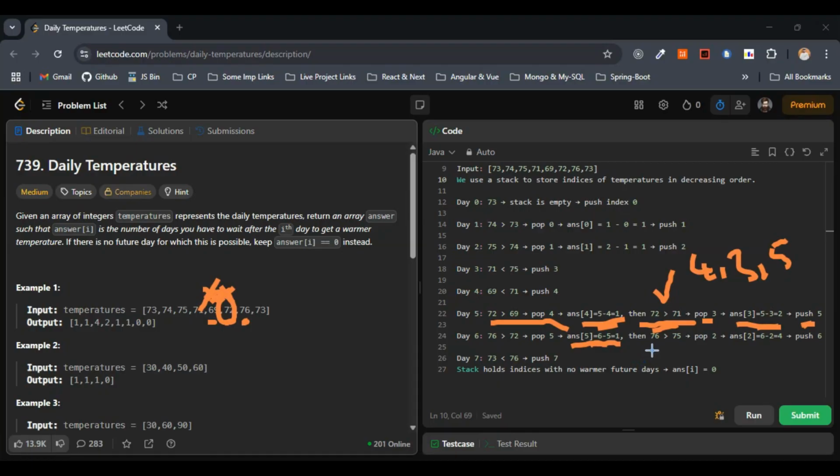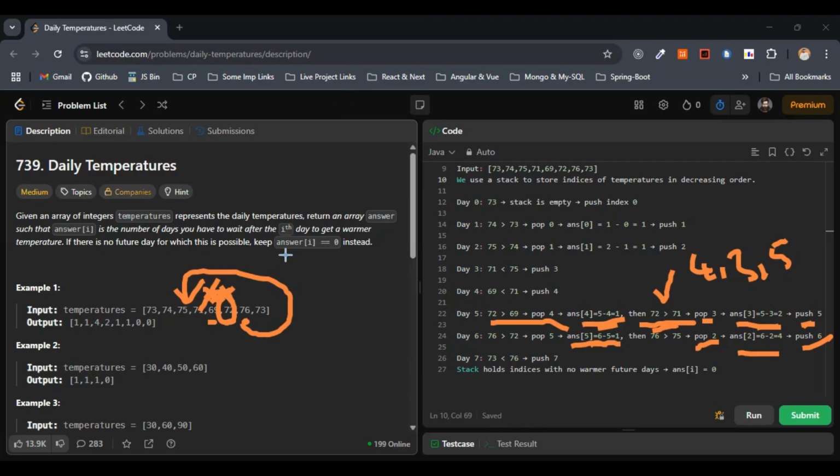Now we will compare 76 with 75. 76 is greater than 75, then we will pop 2. Again same thing. Answer of 2 equals 6 minus 2, because we got 2 here and we are popping 2. 6 minus 2 equals 4. We are pushing 6 here. In this case, we had 5, 2 and 6; 5 and 2 we are popping, and we are pushing 6.